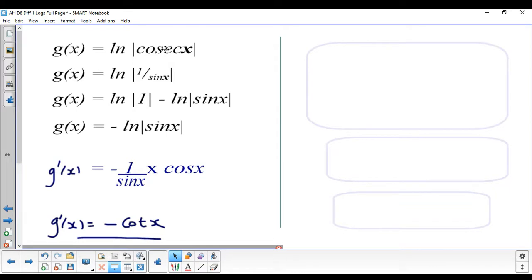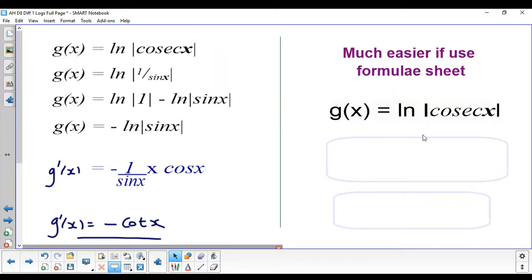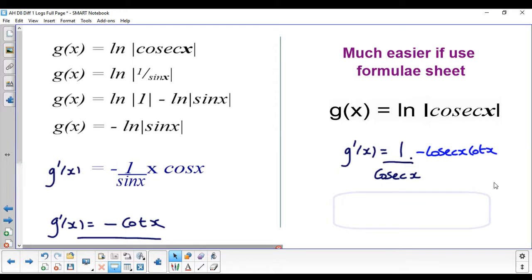If it's one function, go to your formula sheet and use that instead. So g dashed x can just be 1 over cos x times the derivative of it. So just use your formula sheet and then you'll see that they cancel down and you get minus cos. Much easier. So if you have something that you know in the formula sheet, don't break it down.